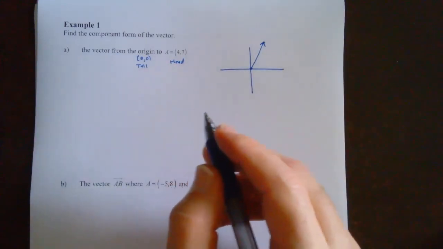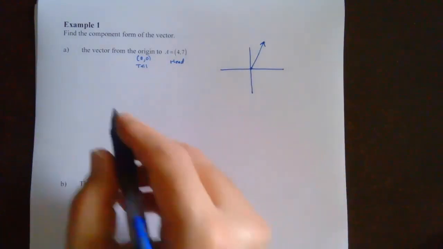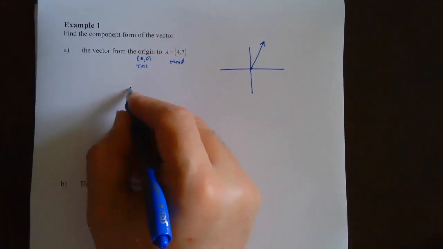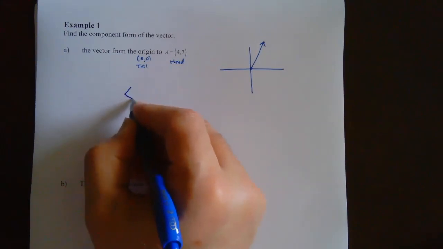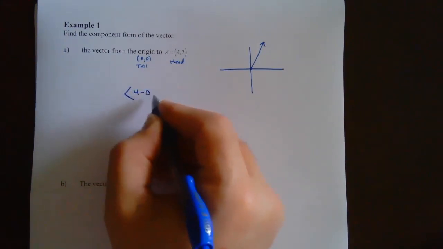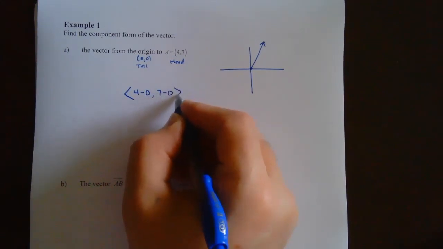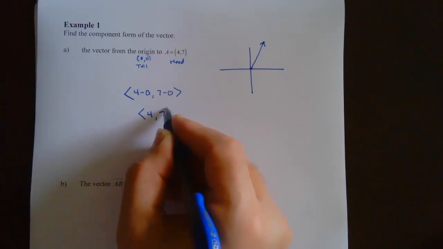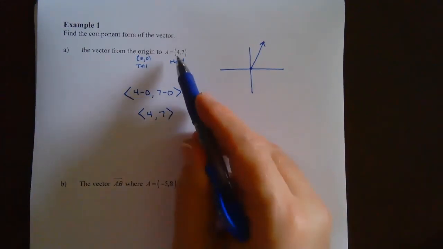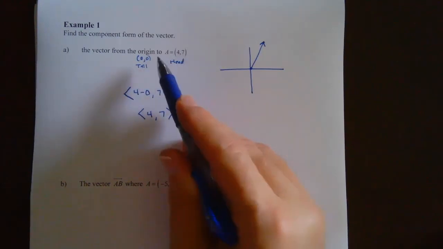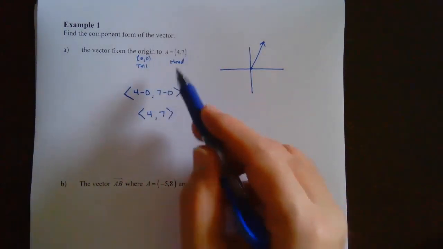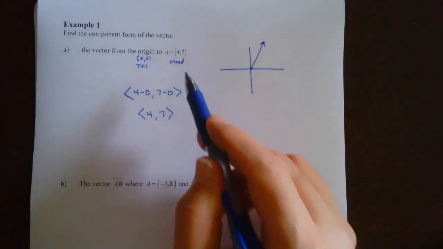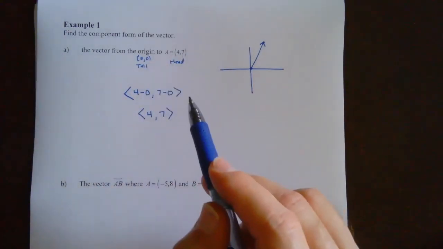And so the vector, we don't really have a name for this vector, but we would do head minus tail. So it'd be 4 minus 0, comma, 7 minus 0. And so this vector would be the vector 4, comma, 7. It's equivalent to being this point because we're starting at the origin. It wouldn't be equivalent to the coordinates of the head if we didn't go from the origin.